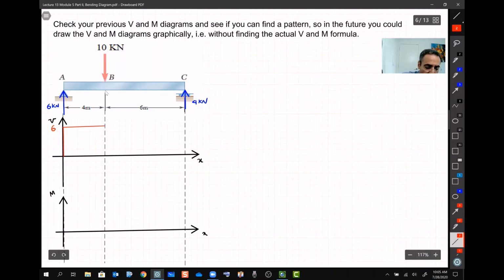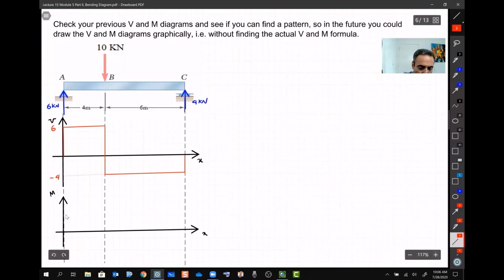Then I have 10 kilonewtons, so it means I have to jump down 10 units. If I'm at 6, this has to be -4. And then nothing is going on, everything is constant. I stay where I am, so a constant line. And then I see 4 going up, so I have to jump up 4. I return back to 0, so everything is good.